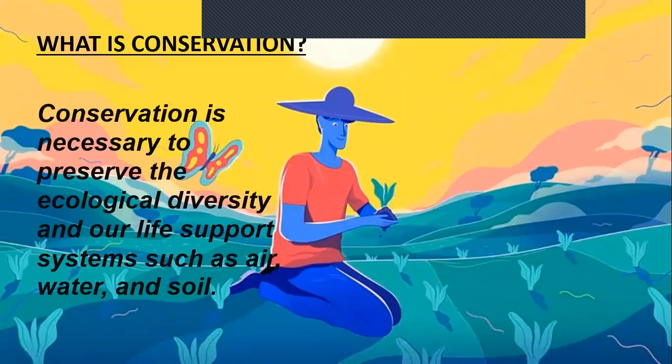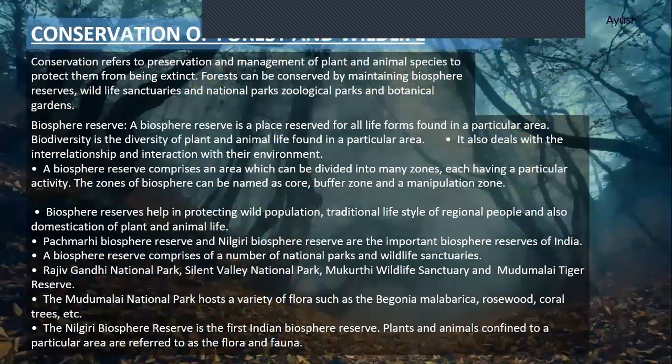Every part of the world will be green if every heart of human is green. So for your next generation to grow tall like trees, plant more of them. With this, I would like Ayush to give us the brief information about conservation of forest and wildlife.